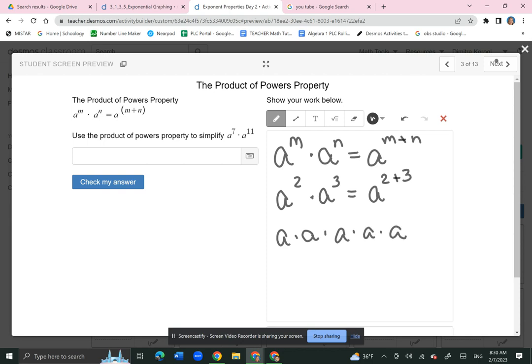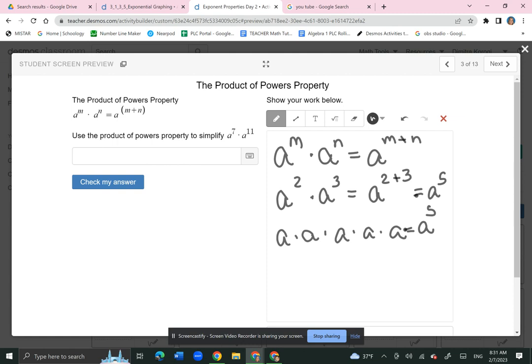Well, how many a's do I have? 1, 2, 3, 4, 5. So a raised to the power of 5, which is the same thing if I added the exponents. 2 plus 3 is 5. So I get a raised to the power of 5. So write that down. So you can pause the video now and write that down if you didn't write it down already. So that's the reason why we add the exponents.